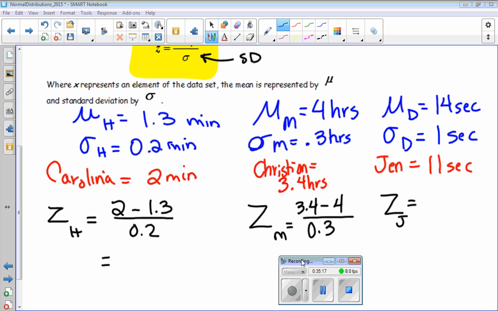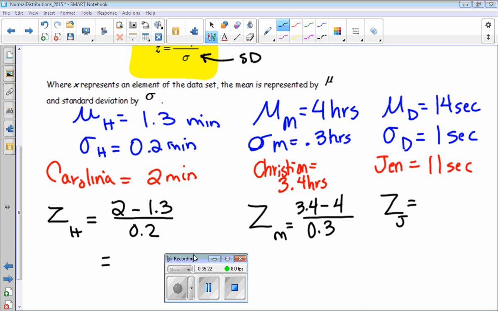Okay? And then let's see how well Jen did in terms of her z-score. Let's say Jen was 11 minus 14 divided by 1. Right? Okay? So let's see who did better. Well, let's find these numbers. Okay, so 2 minus 1.3 divided by 0.2. So I have 3.5 for Carolina.